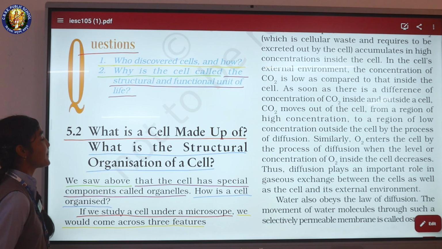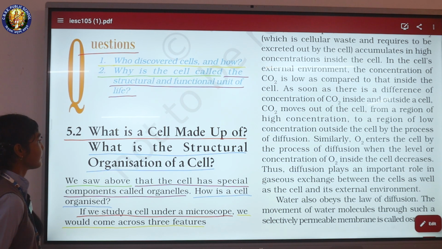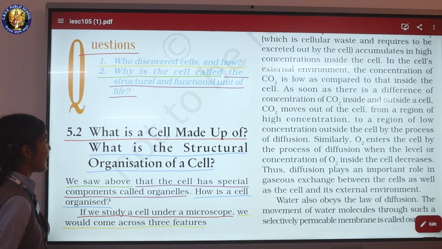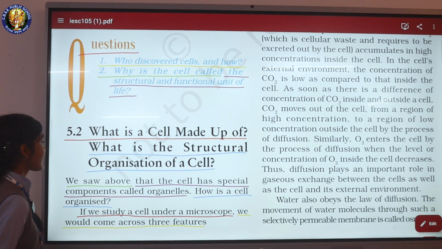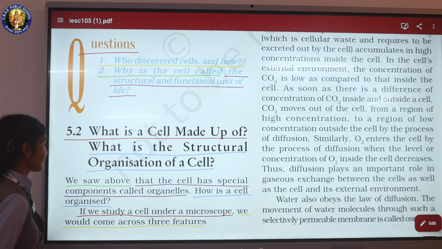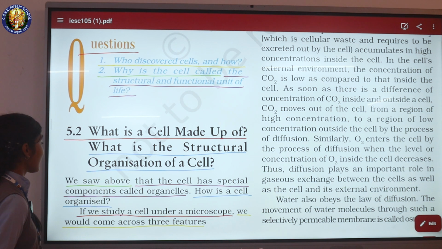What is a cell made up of? What is the structural organization of a cell? We saw above that the cell has special components called organelles. How is a cell organized?